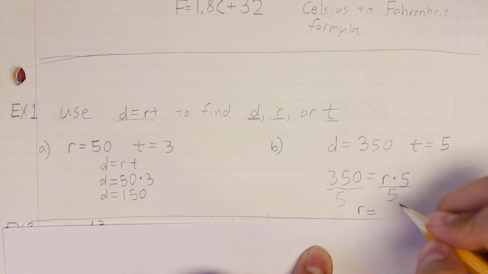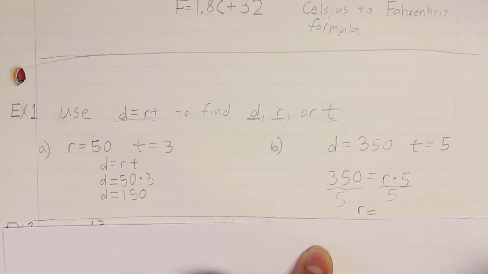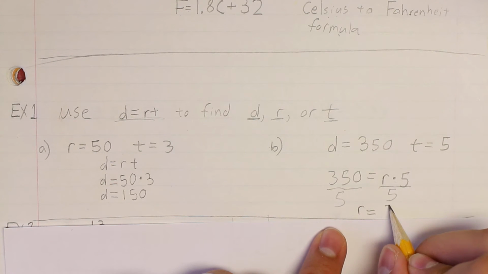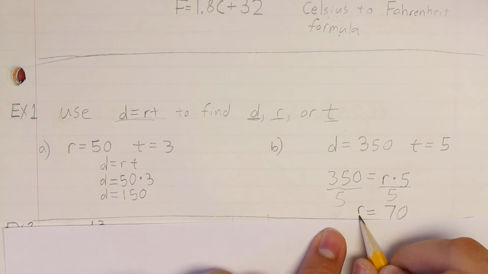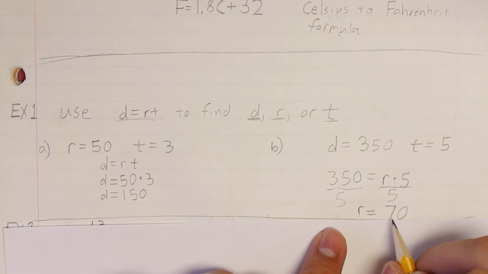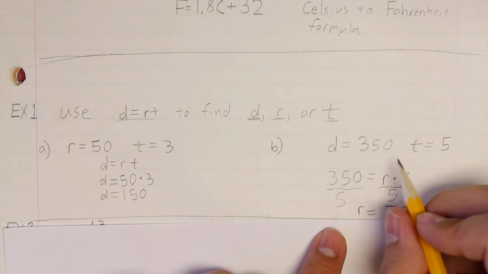Well, what is 350 divided by 5? It would be 70. So our rate, the R, you could also say as maybe speed. The speed we're traveling is 70. And we could say 70 miles per hour. We're not really told in this.